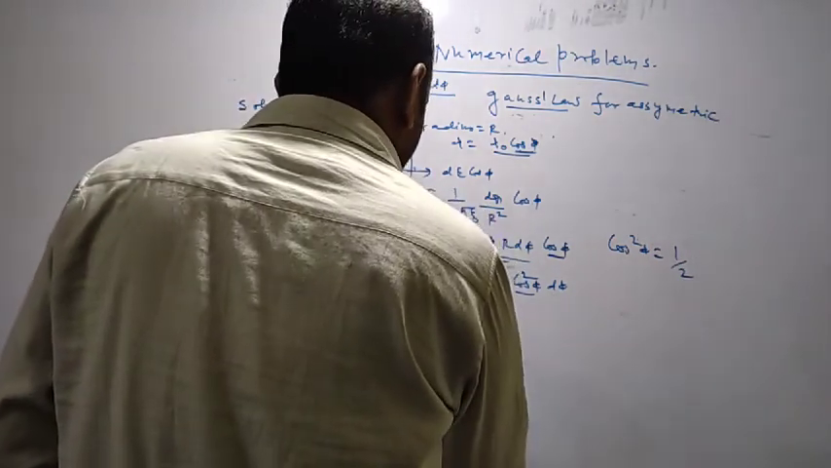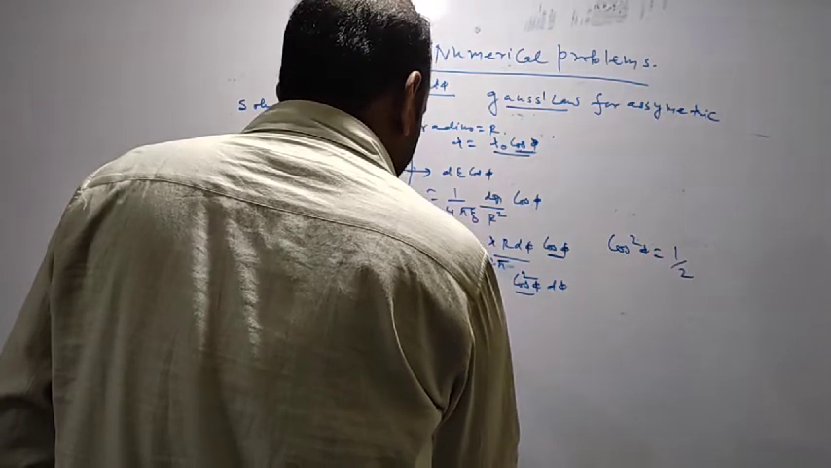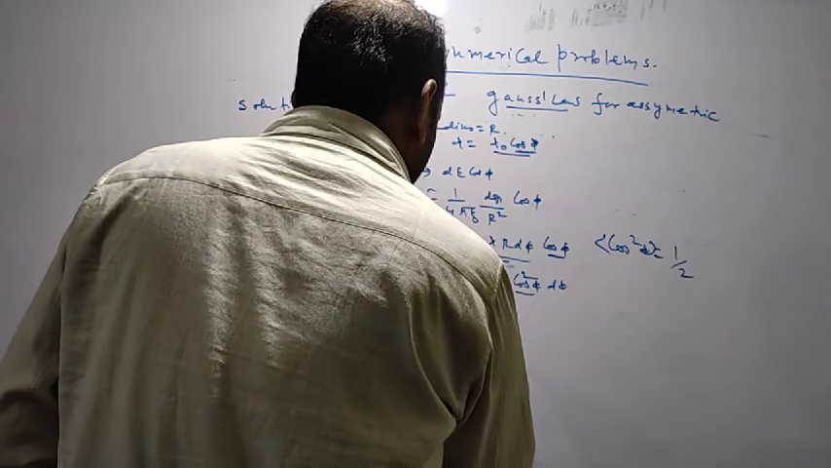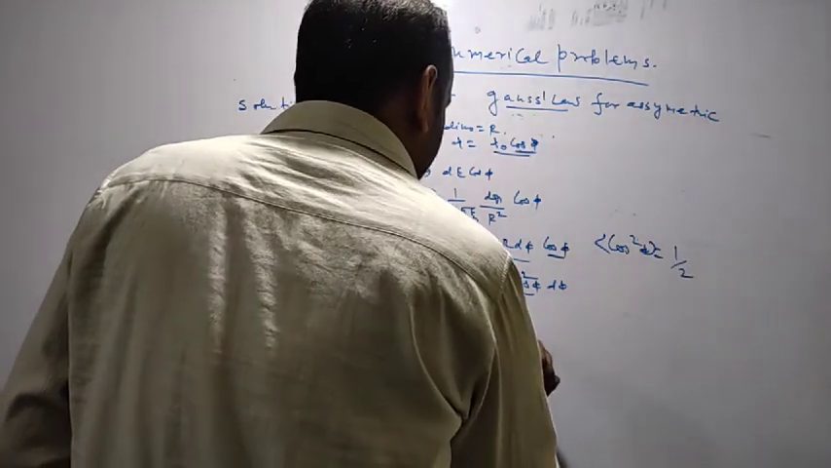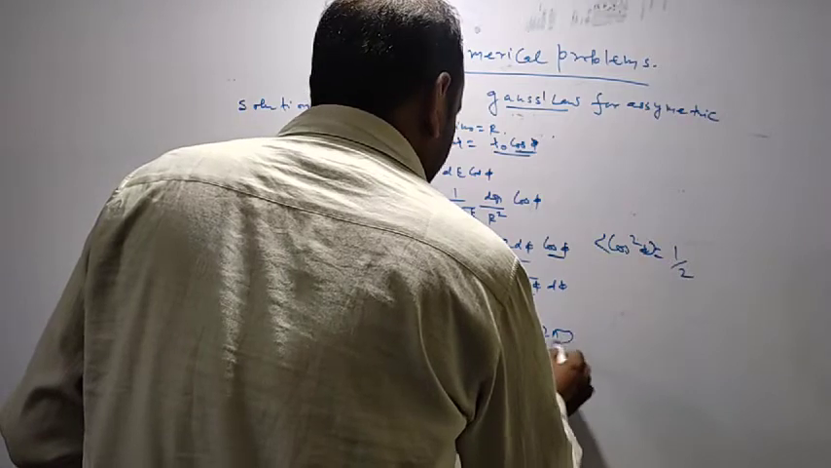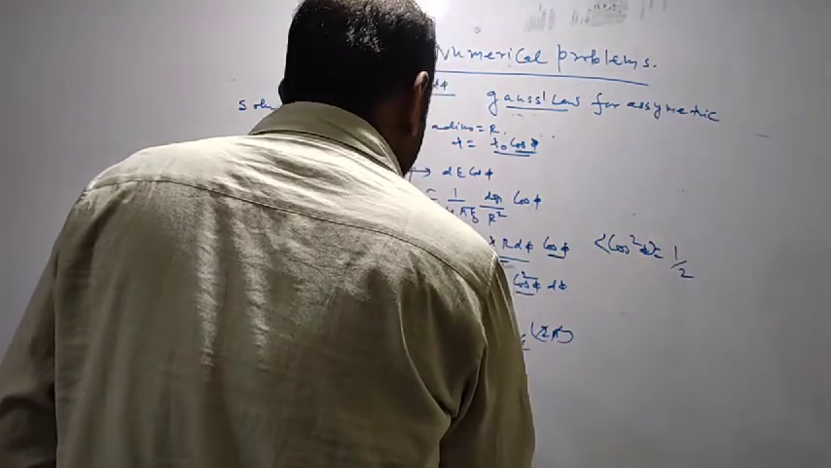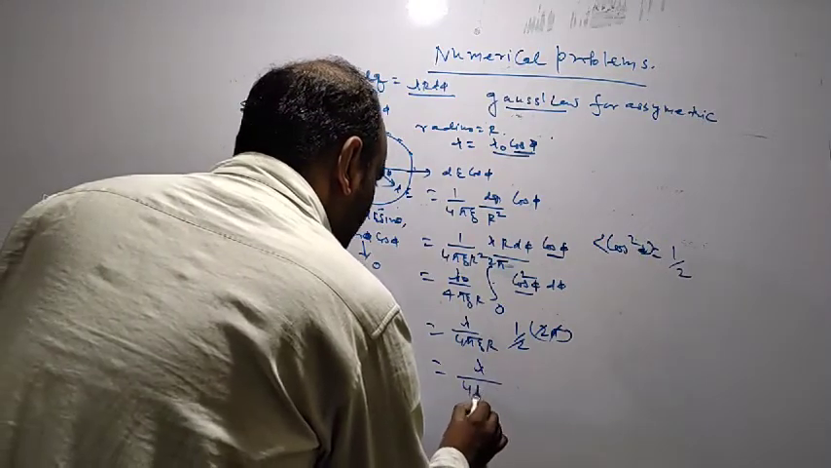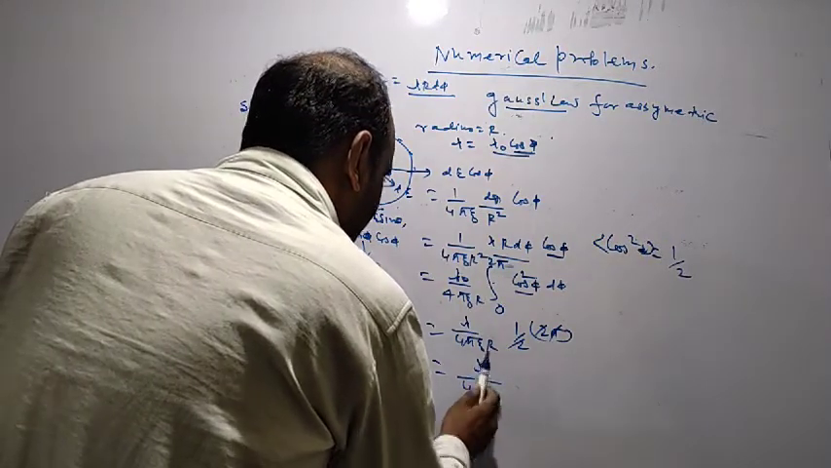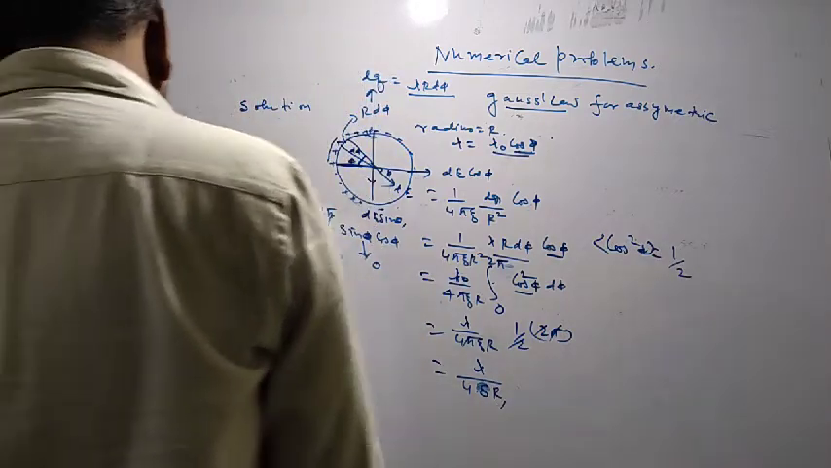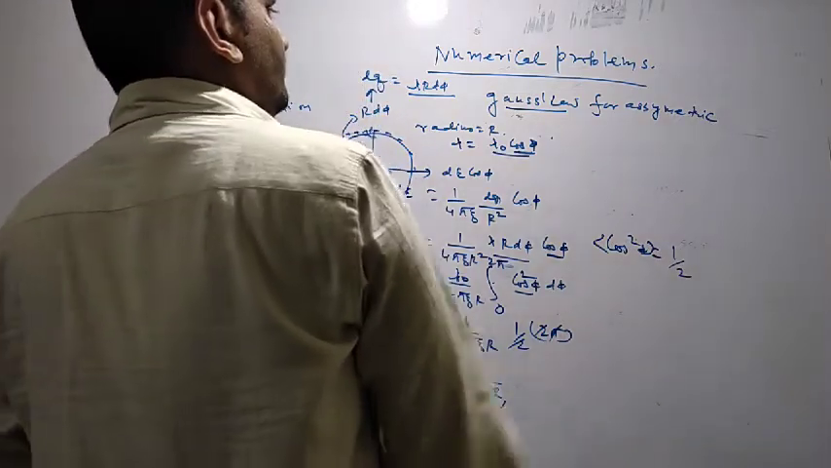So we have lambda by 4 pi epsilon naught r, average value, and half into 2 pi. This is going to be cancelled out, and this is going to be cancelled out. So we have 4 pi, pi is cancelled out, lambda by epsilon naught r. Okay.